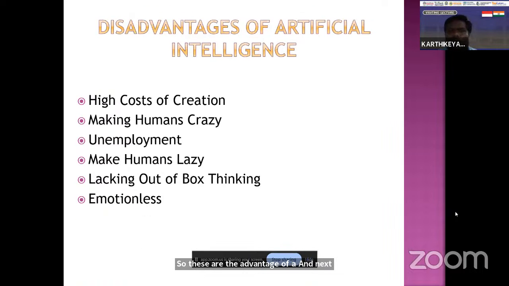And the next one is the disadvantages of AI: high cost of creation, making humans lazy, unemployment, lacking out-of-the-box thinking, and being emotionless. So these are the disadvantages of AI.